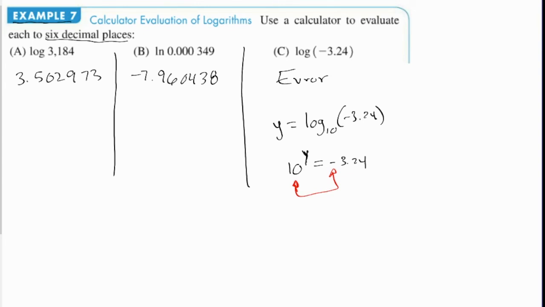You would need to add or subtract something from it. So if I had 10 to the y minus some number a, I can get negative 3.24. But simply through exponential or logarithmic actions, we cannot. So this is not in the domain.